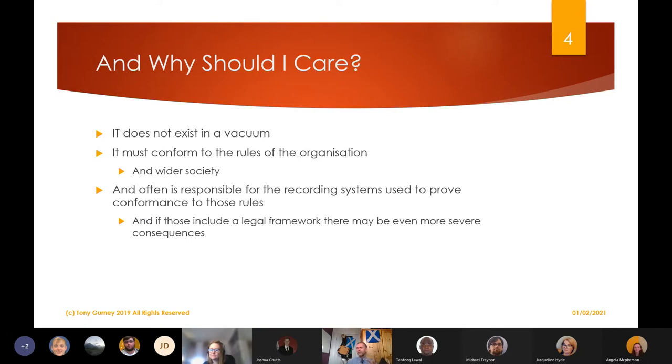IT is just another part of an organization now. It's like HR or finance or shipping. It has to fit into how the organization works, and it has to be transparent with that as well. So IT has to understand how the organization works. So you're going to have to understand how the organization works because you don't live in a vacuum. You have to understand wider society, so things like legislation, things like how changes are going to affect your business or your part of the business. And as I said, because we're in IT, IT systems are often responsible for recording these kinds of things. So you will actually be in charge of many of these systems when you get out into the big wide world.